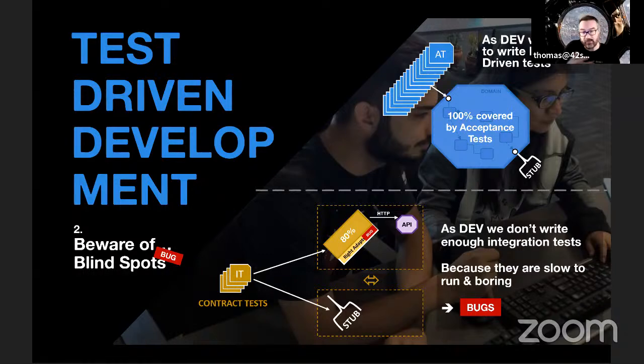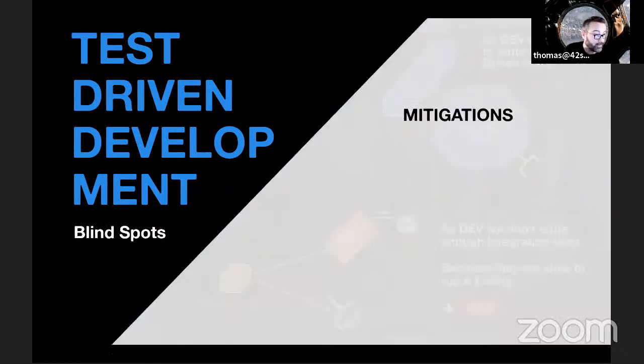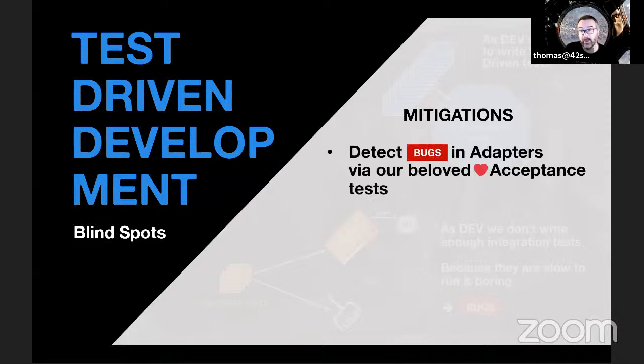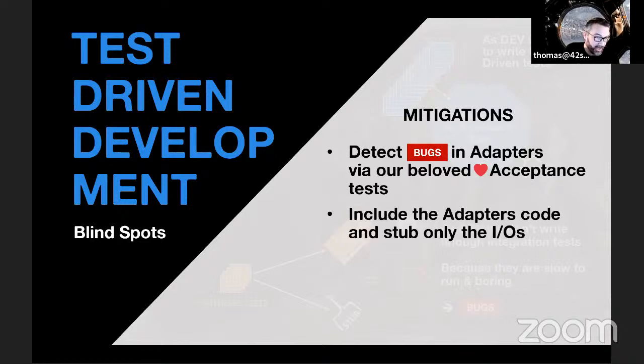I have some ideas, but I just observe that most of the teams I worked with were reluctant to write more integration tests. So it explains a lot of blind spots and a lot of bugs. So the mitigation for us is finally to detect bugs in adapters via our beloved acceptance tests. We love acceptance tests, so let's include the adapters in them. And then we will have all the combinations covered by our business tests. It includes all the adapter code, but we will only stub the I/O. We'll only stub the network calls. The rest, the adaptation part of the adapter code, will be covered within our acceptance tests.